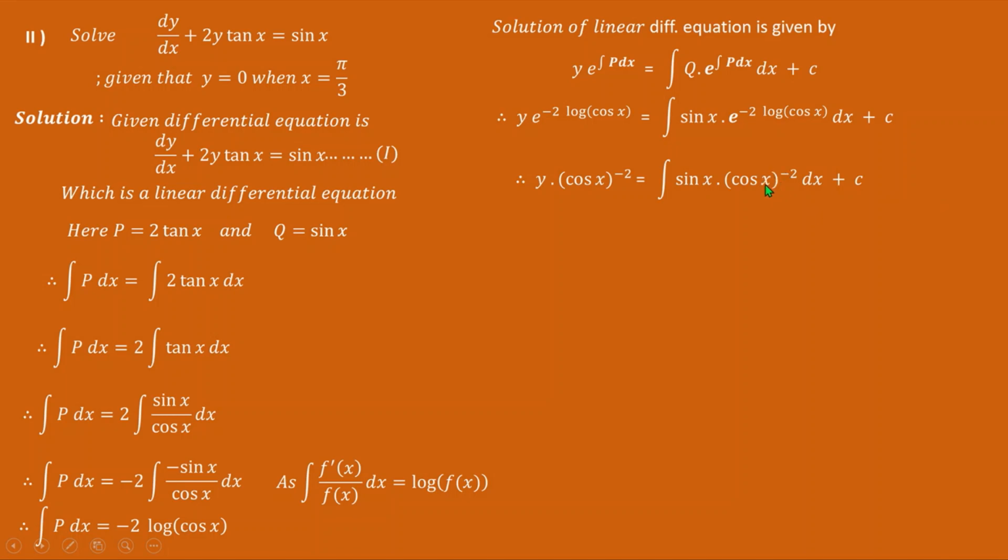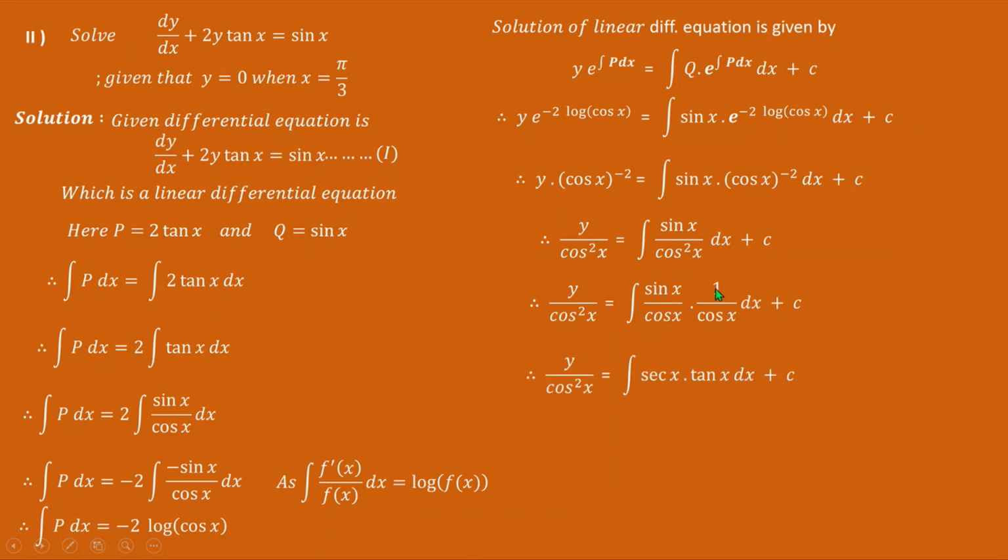Transfer this cos x raised to minus 2 to the denominator. So this will become y upon cos square x is equal to integration sin x upon cos square x dx plus c. We can write this as integration sin x upon cos x into 1 upon cos x dx plus c. Sin x upon cos x is tan x, and 1 upon cos x is sec x, and so we get y upon cos square x is equal to integration sec x into tan x dx plus c. And you know integration sec x into tan x dx is sec x, and so we get y upon cos square x is equal to sec x plus c.